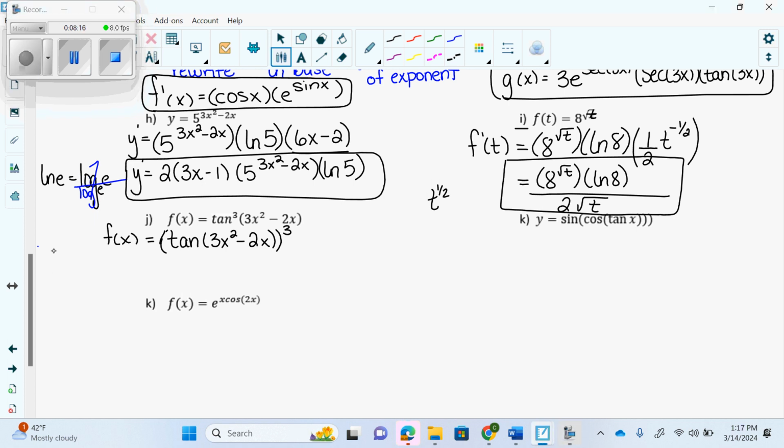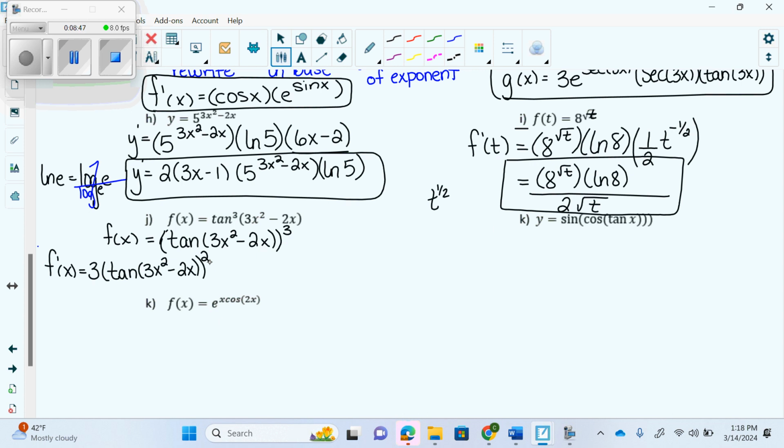Our first step, f prime of x, is to take that 3, drop it in front, and rewrite it. Tan 3x squared minus 2x to the 2. Which, guys, we're going to have to remember to bring back into here at the end, right? You have to remember to bring that 2 back in between. You're not going to leave it out in the brackets. That's where people just often forget.